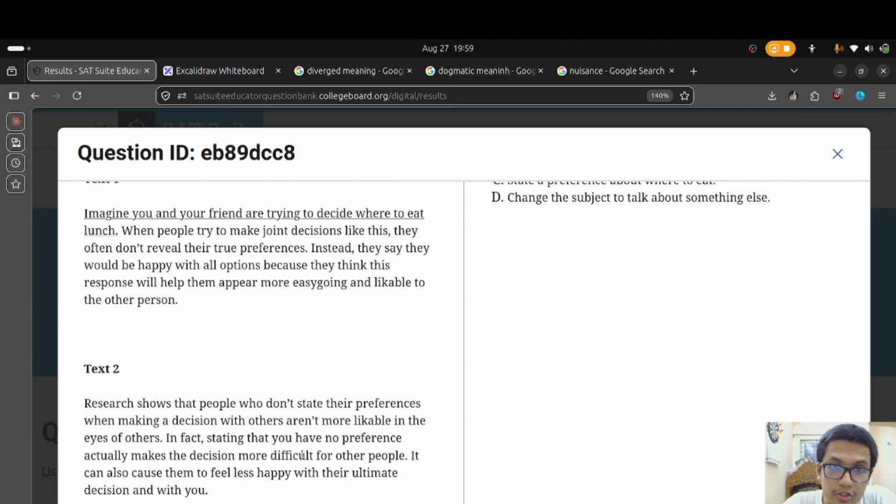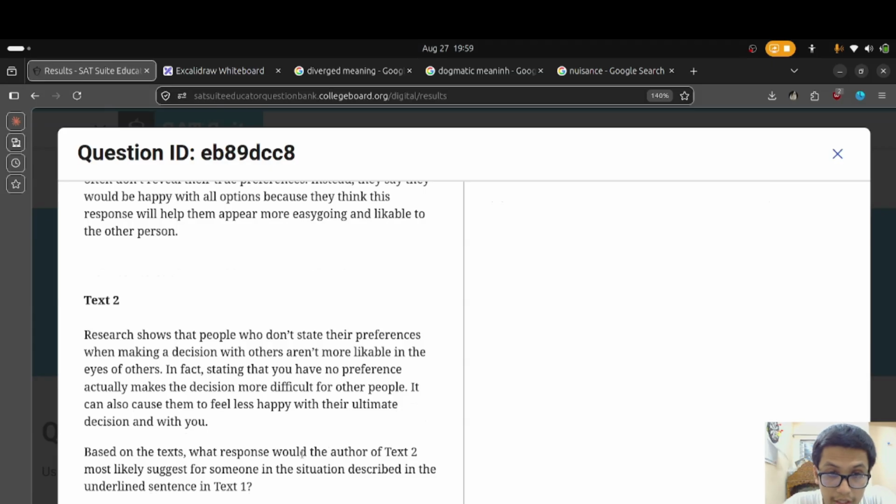Imagine you and your friend are trying to decide where to eat. When people have to make joint decisions like this, they often don't reveal their true preferences. Instead, they say they would be happy with all the options because they think this response will help them appear more easygoing or likable to the other person. Researchers show that people who don't state their preferences when making a decision with others aren't more likable in the eyes of others. In fact, stating that you have no preference actually makes the decision more difficult for other people. It can also cause them to feel less happy with their ultimate decision and with you.